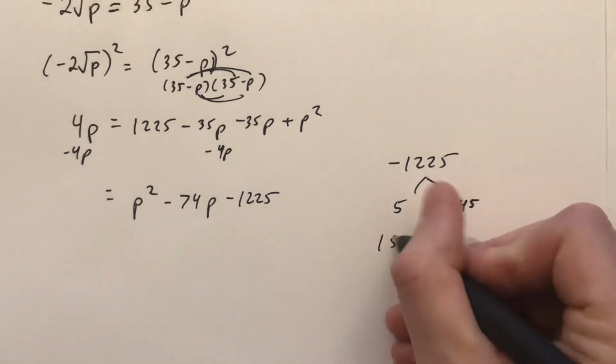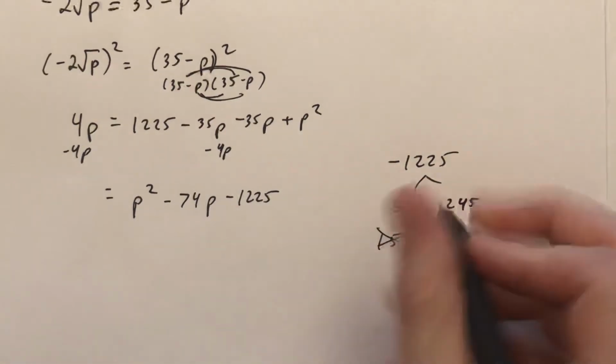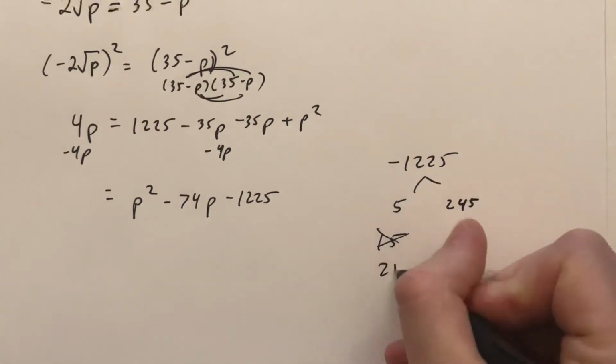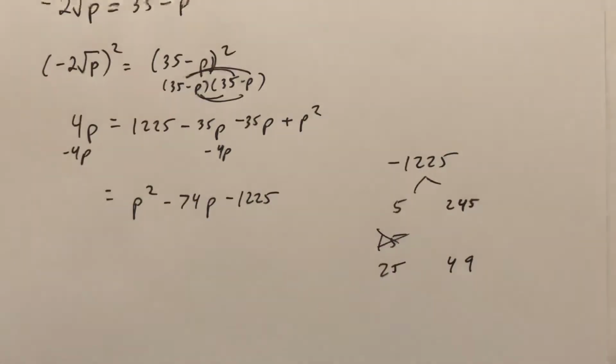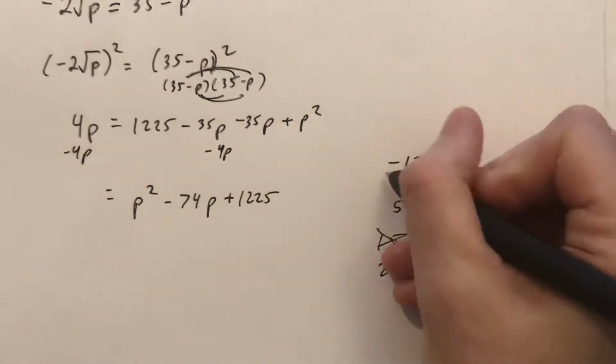So I'm going to jump right to 15 and see, does 1225 divide by 15? It does not, okay? How about 1225? I can skip the 20. I'll move on to 25. So it's 25 and 49. Oh, that's where my mistake was made. And that 1225 should be a positive.